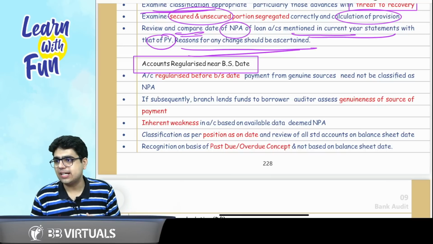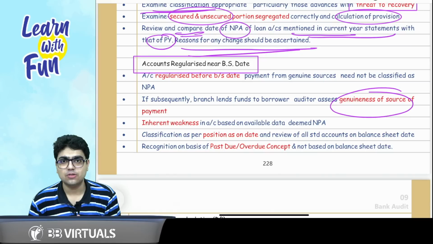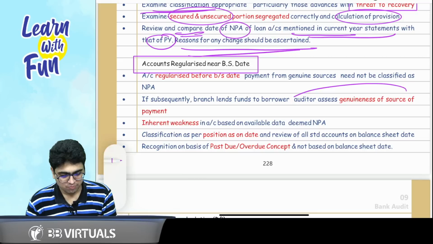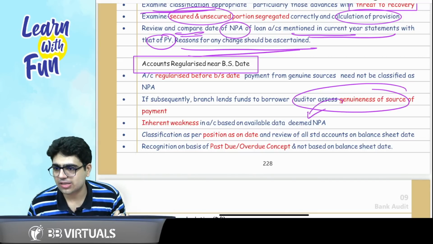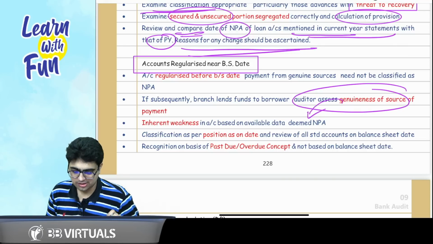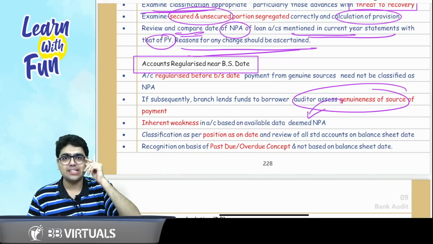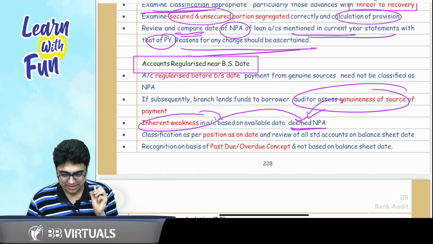You can have doubts regarding the genuineness of the source of payment. Because there are doubts regarding the genuineness of the source of payment, you classify it as a deemed NPA. Because of inherent weakness. Yeah, the concept of Vijay Mallya. Very good, sir, absolutely right. The example of Vijay Mallya that I told, it was exactly this. Inherent weakness is there, so it will be classified as deemed NPA.